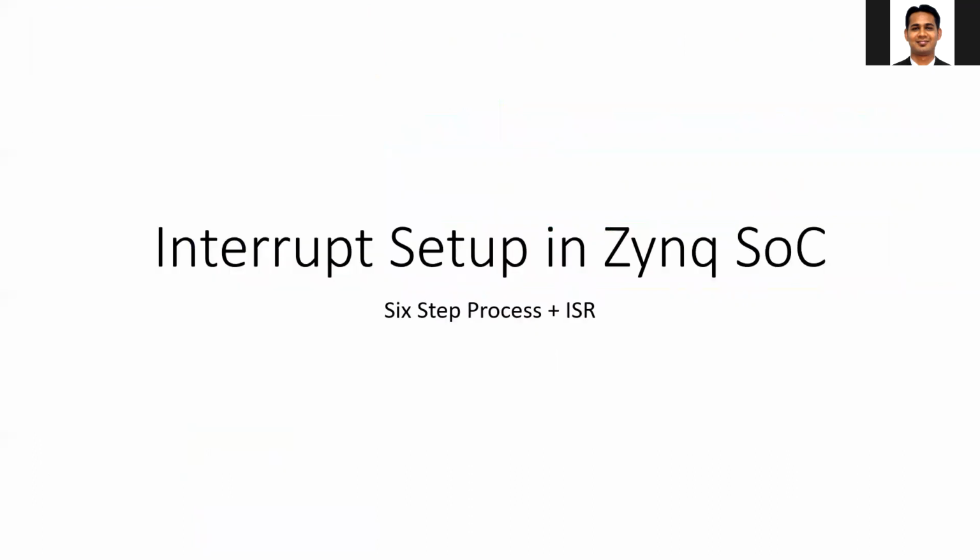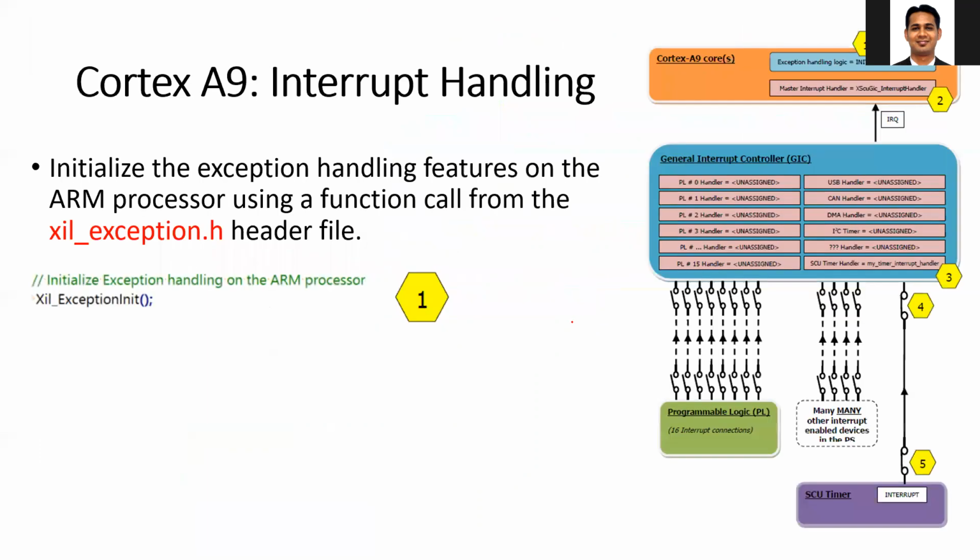Okay. The last discussion we had about this process can be mapped to the 6-step process, and then we need to write the ISR for every interrupt source. The first step is that we need to initialize the exception handling unit in the ARM processor. As I told you, it is not initialized in some processors. In Cortex A9, it is already initialized. So you will see that this function is an empty function, and you can skip this step.